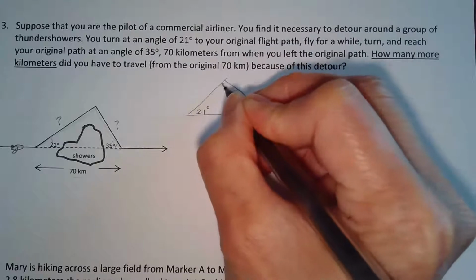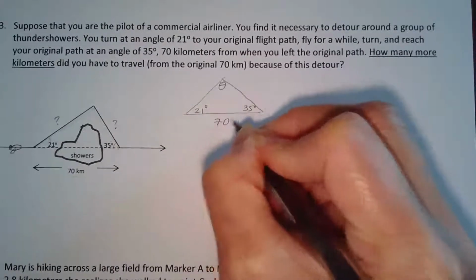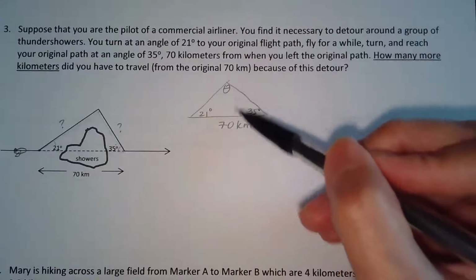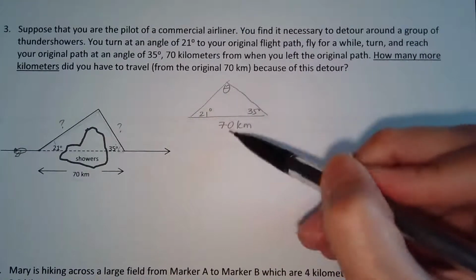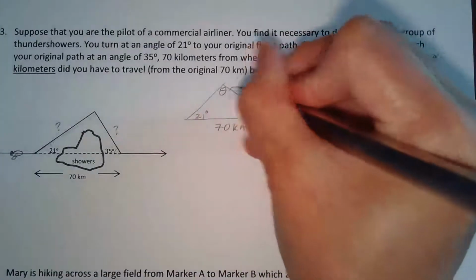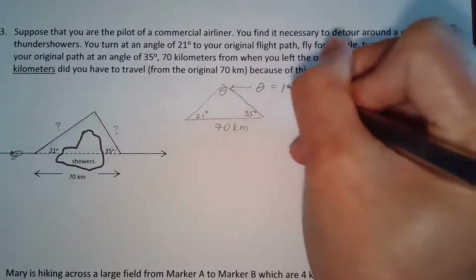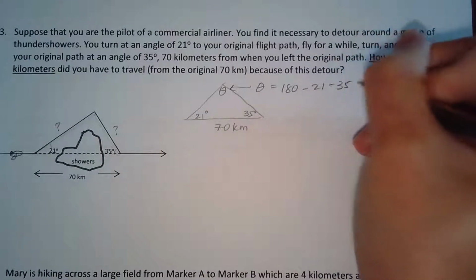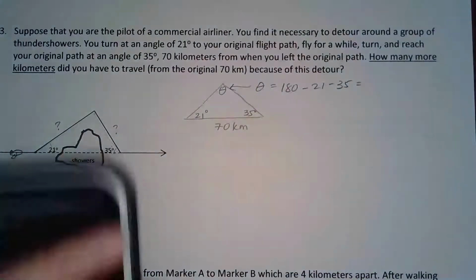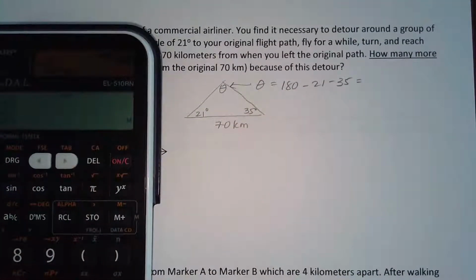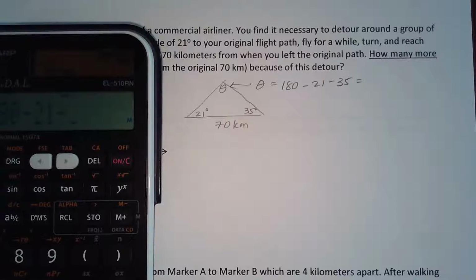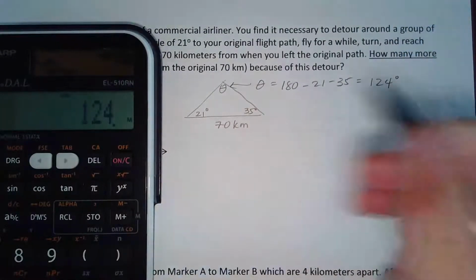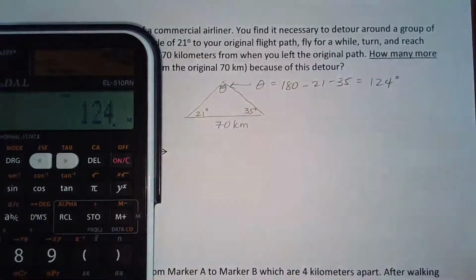An angle right there, so we could figure that angle out. Because now that will complete our pairing of side and angle. So let's do that. Theta is equal to 180 minus 21 minus 35. That's going to give us 124 degrees.